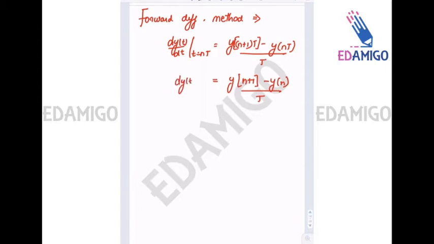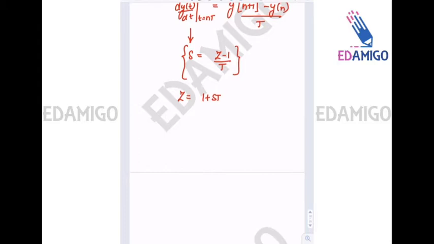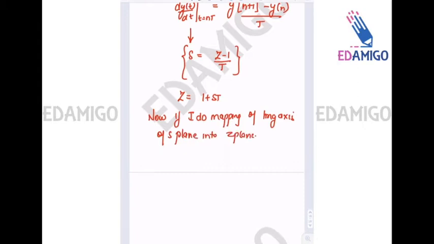Okay, so now we can say that s is written as (z minus 1) divided by capital T. So this is the transformation formula, or I can say that z is equal to 1 plus sT. Now, if I do the mapping of the imaginary axis of the S plane into the Z plane, what will happen?